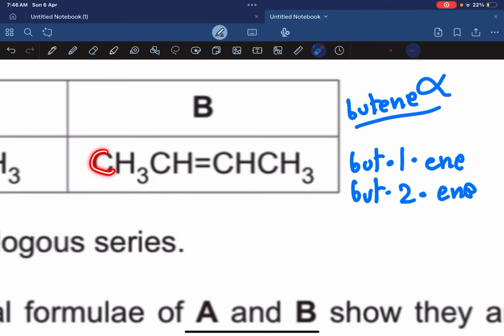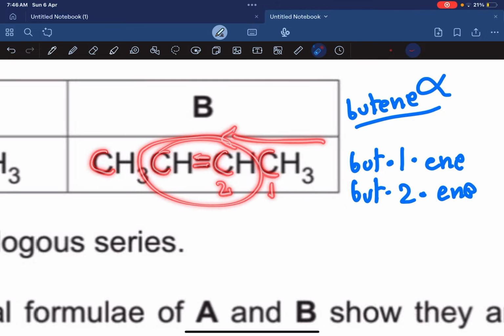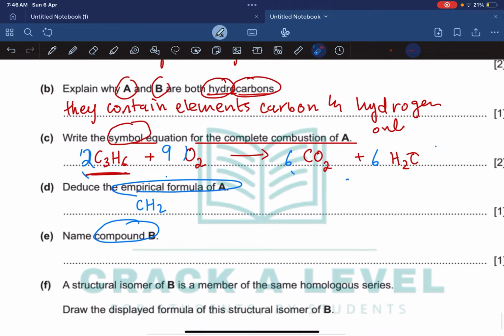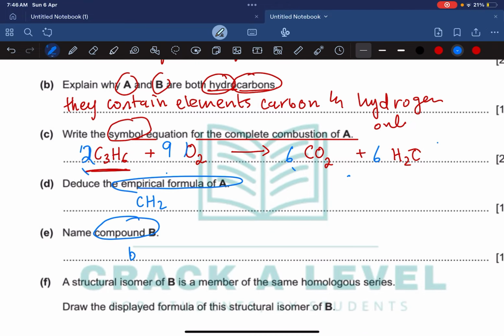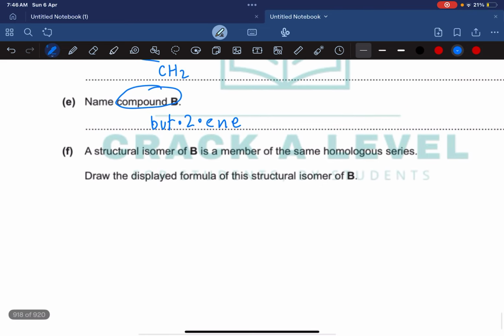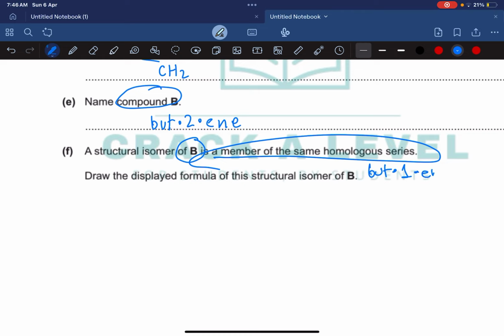Over here this is your first, this is your second carbon, so the double bond is on the second. If you calculate it from this side as well, this is your first carbon, this is your second, the double bond is coming on the second carbon, so that's a but-2-ene. So compound B, you cannot write butene, that's but-2-ene. Okay, a structural isomer of B is a member of the same homologous series. Achha, now they're talking about but-1-ene. Structural isomer hai but-1-ene of but-2-ene, and both are of the same homologous series. Both belong to the alkene homologous series. Okay, so that's but-1-ene. Draw the displayed formula of the structural isomer of B.